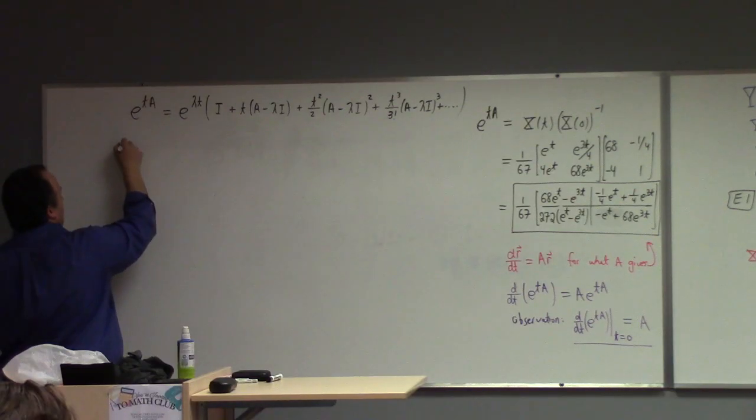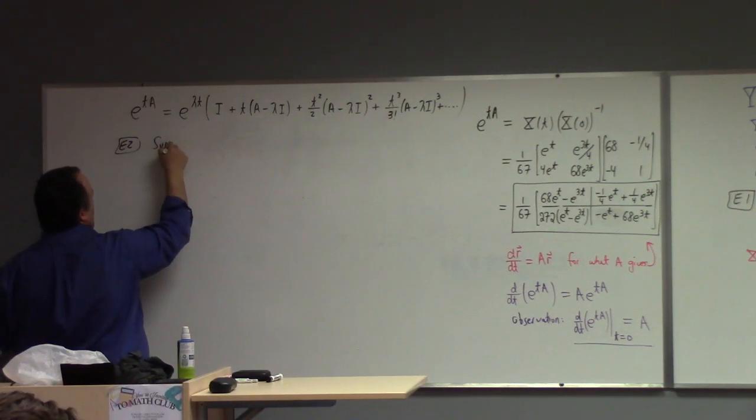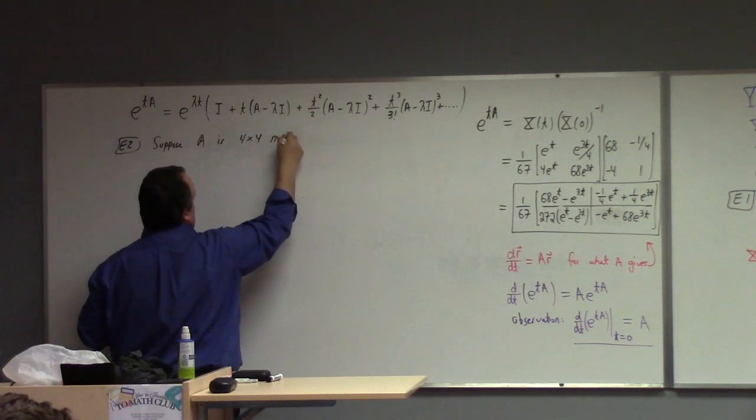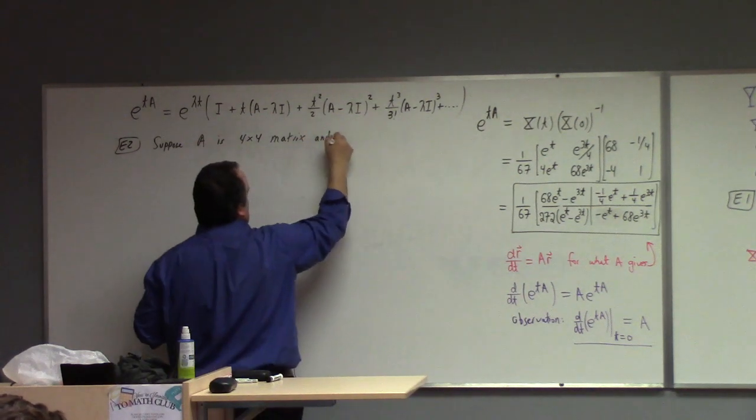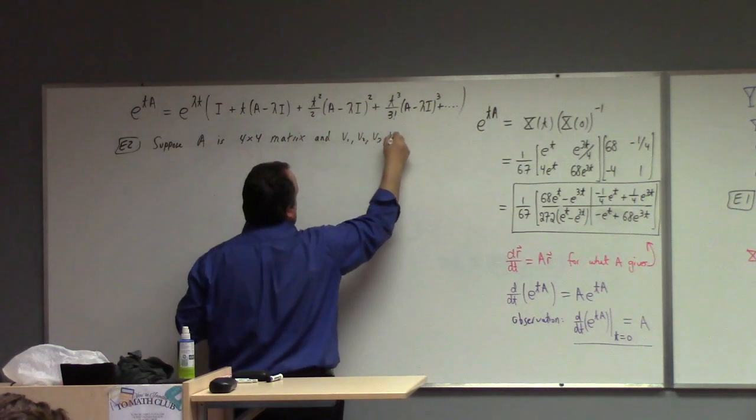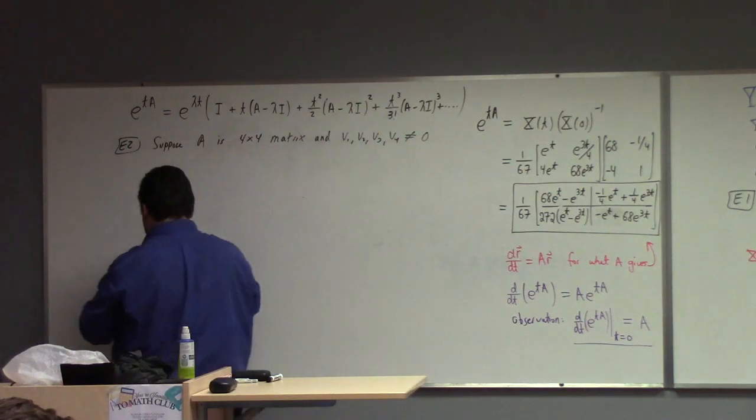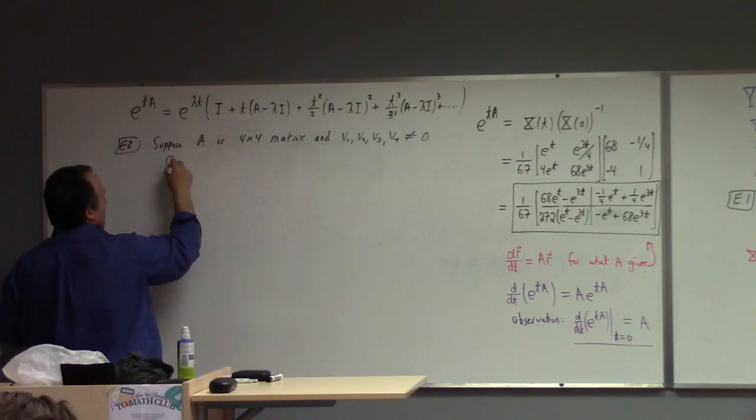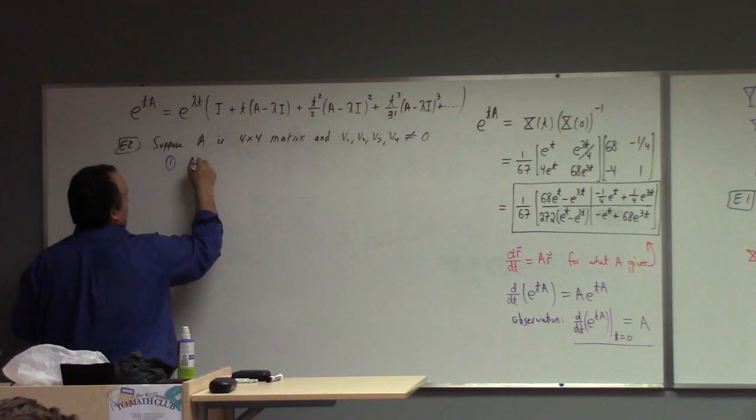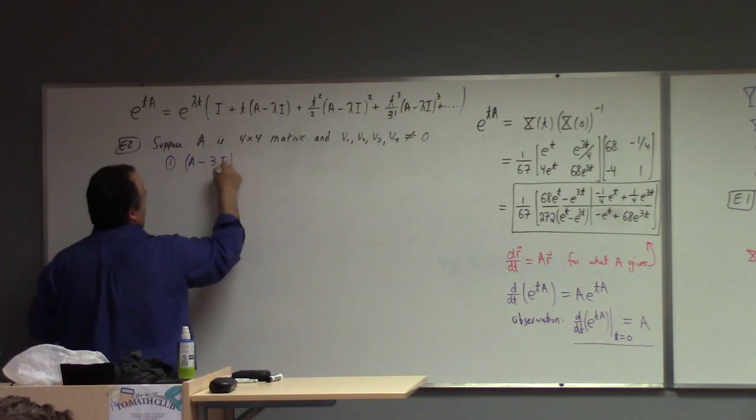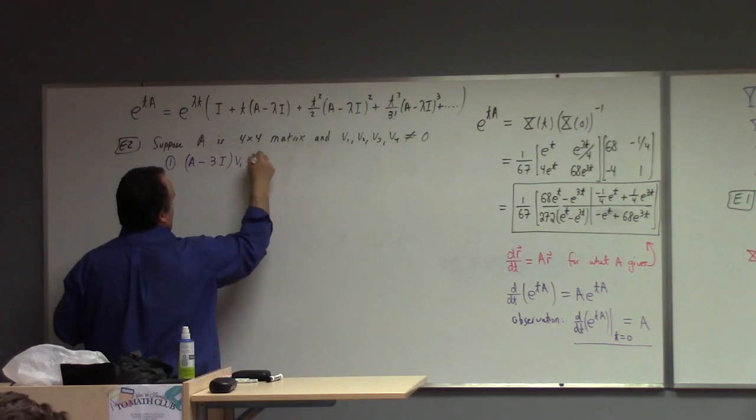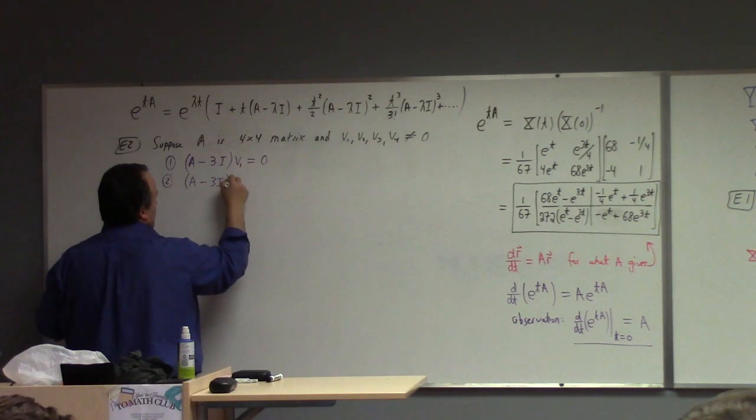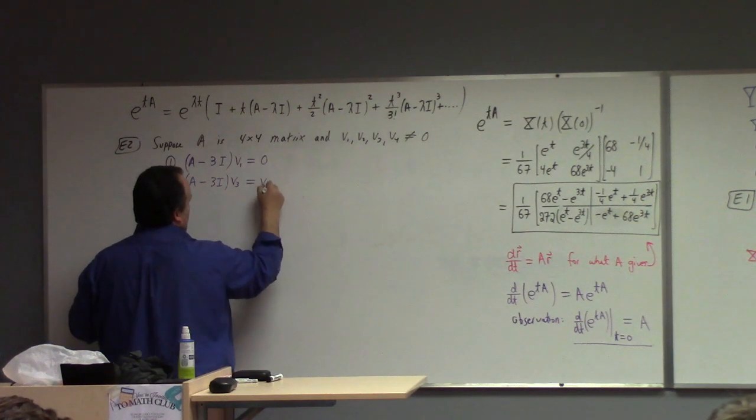So example 2, suppose A is a 4 by 4 matrix, and v1, v2, v3, v4 are not equal to 0. And let's suppose they satisfy some conditions. So number 1, let's suppose that (A minus 3I) times v1 is equal to 0. Number 2, let's suppose that (A minus 3I) times v2 is equal to v1.